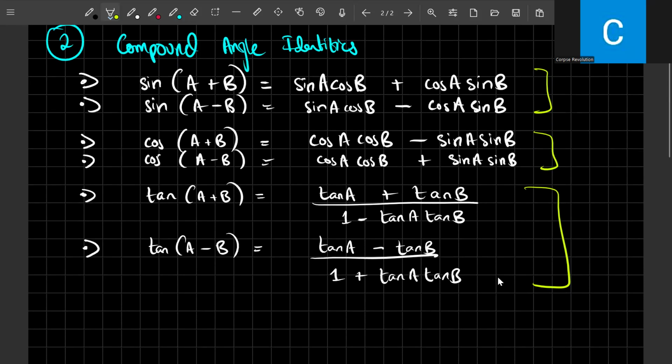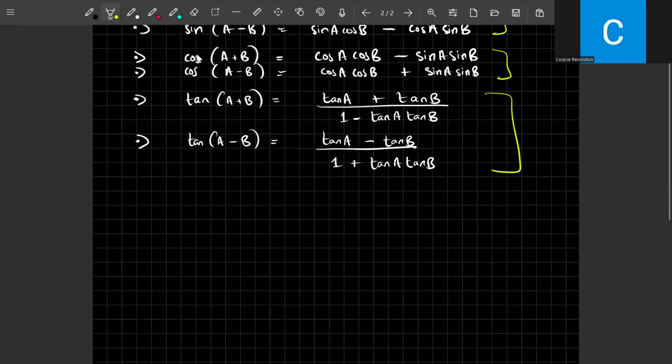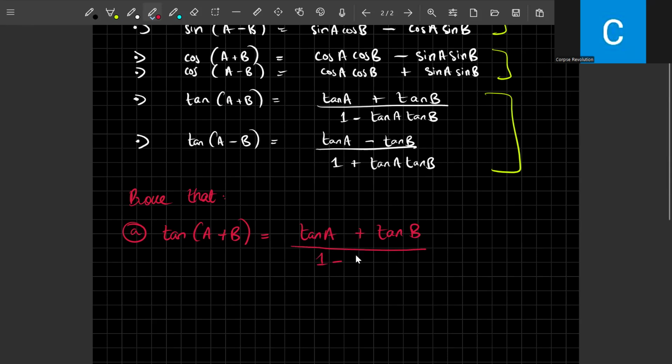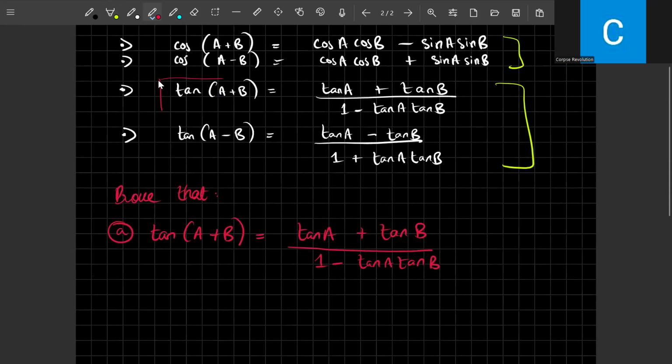So we are going to do a question. Prove that tan(A plus B) is equal to tan A plus tan B upon 1 minus tan A tan B. So we have to basically prove this identity. Let me just prove it to you.